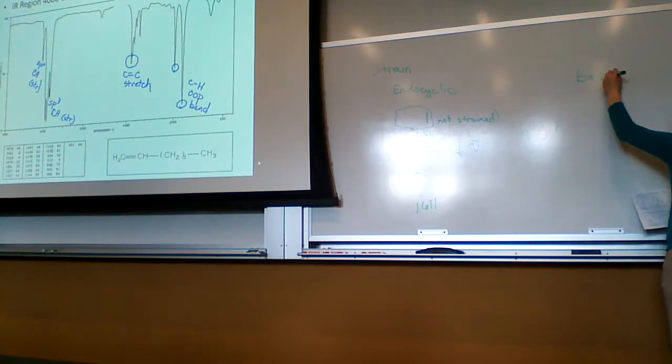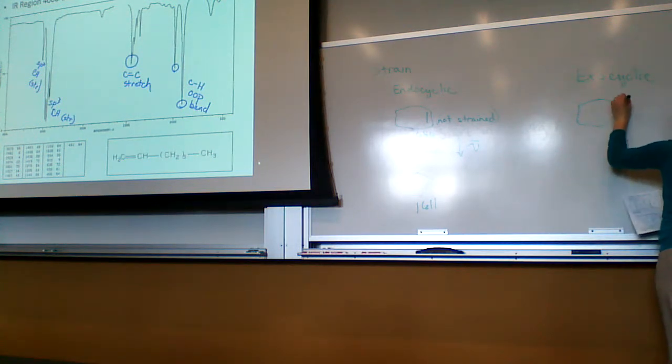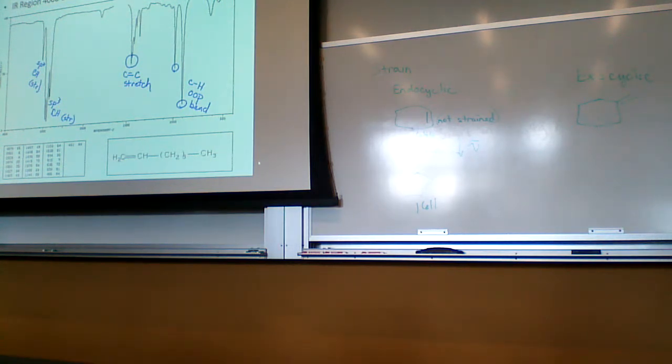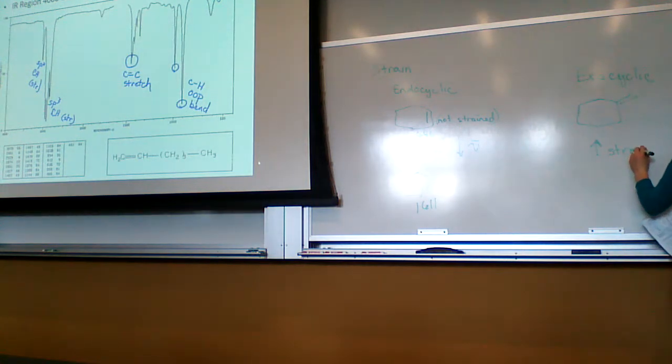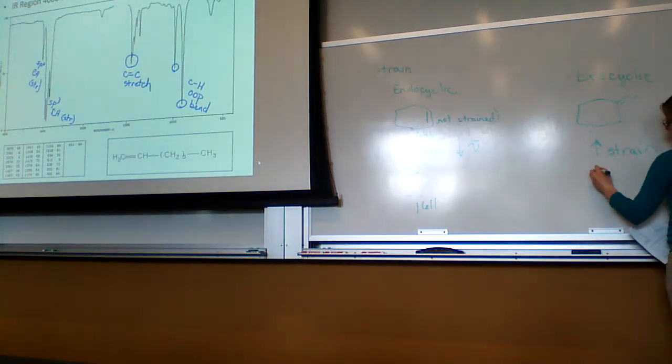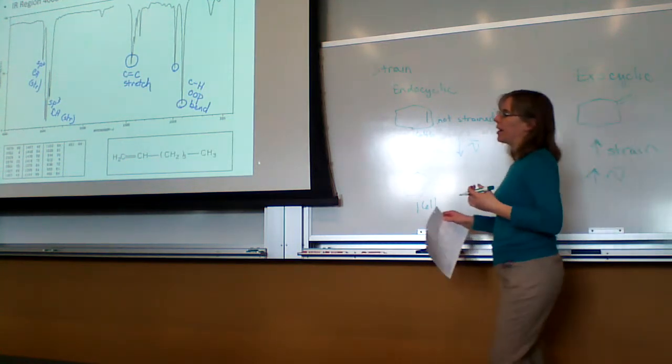Exocyclic, meaning it's outside of the ring. I don't have any examples here, or I don't have the numbers. But the double bond is attached to the ring, but it goes outside of the ring. Then as the strain increases, the wave numbers are going to increase. And you will get a stretching frequency that is at higher values.